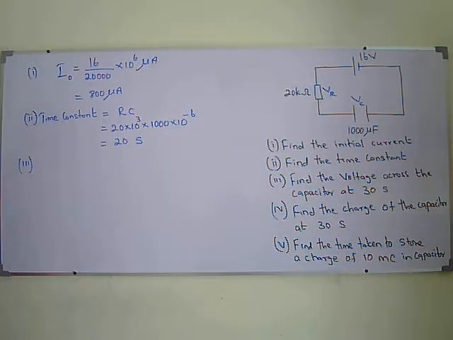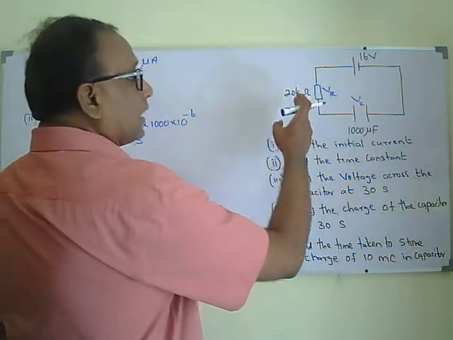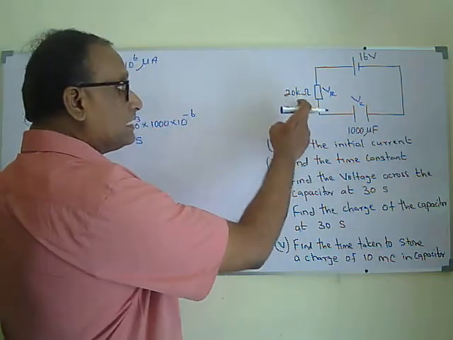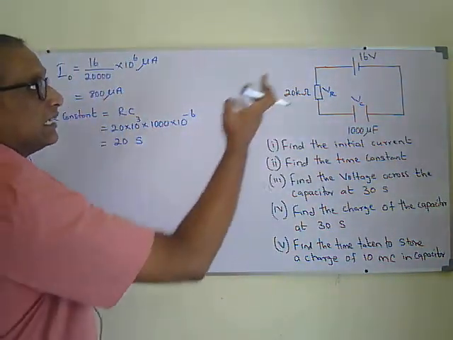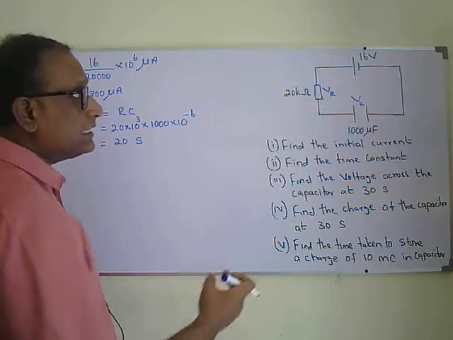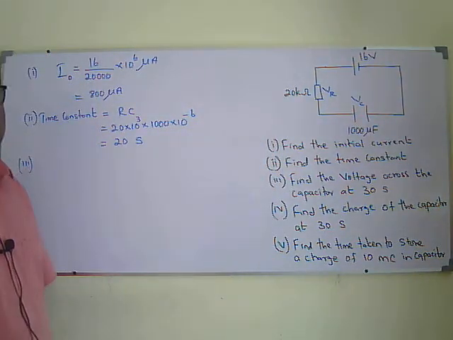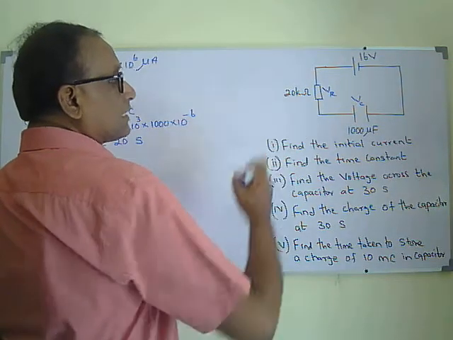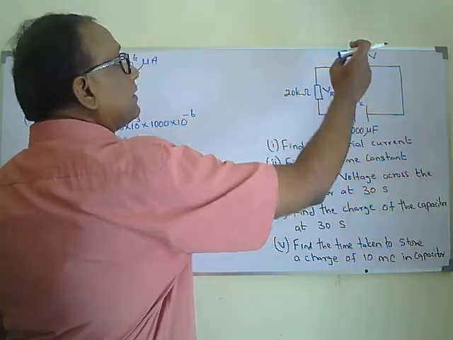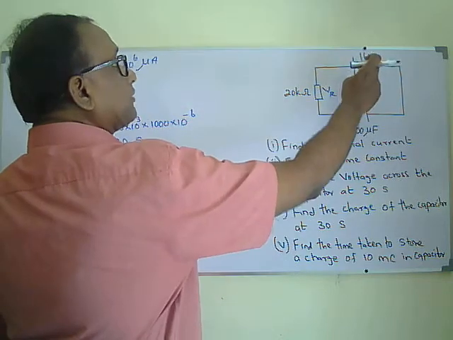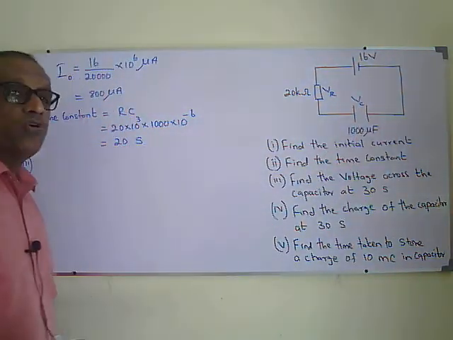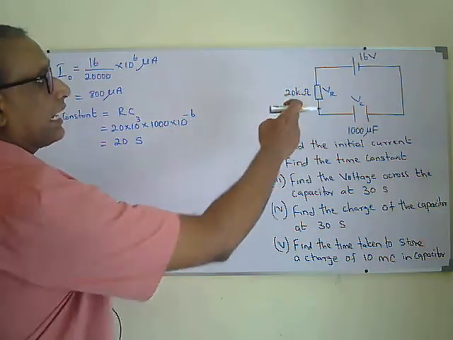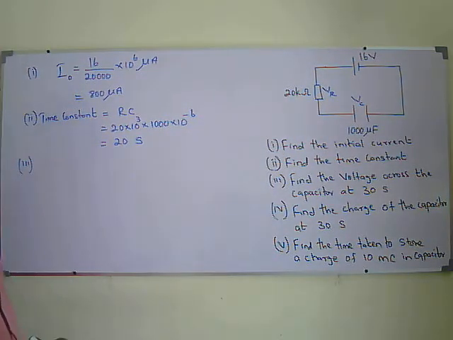So I'll find the current at 30 seconds. I know the initial voltage of the resistor is 16. The voltage across the resistor will decrease exponentially because the current decreases exponentially. So I'll find the voltage across the resistor at 30 seconds, then that voltage should be subtracted from 16. Then I'll get the voltage across the capacitor.